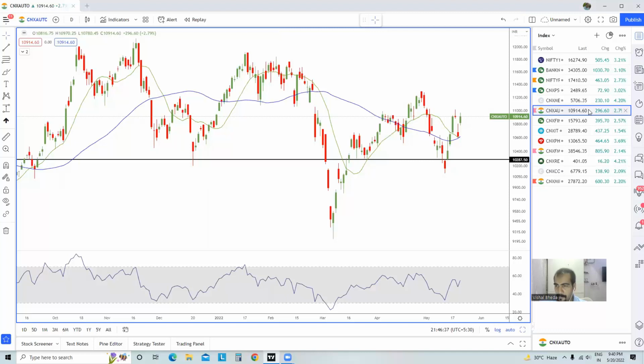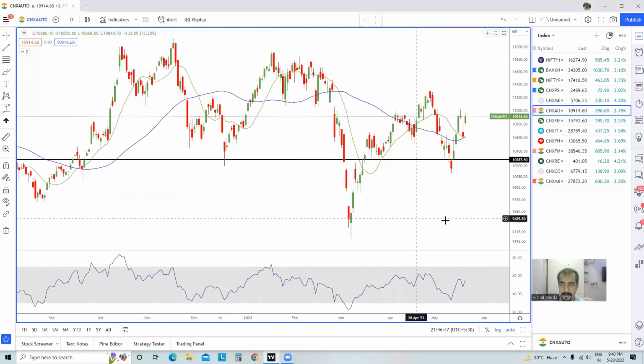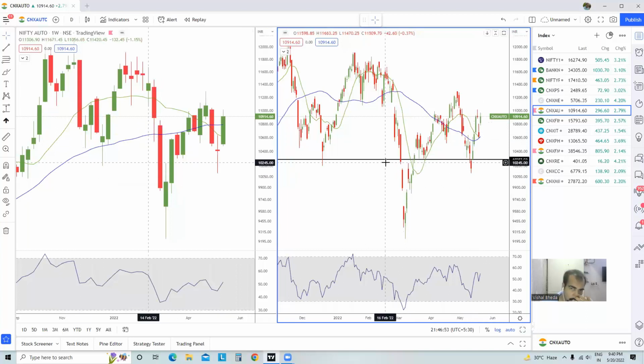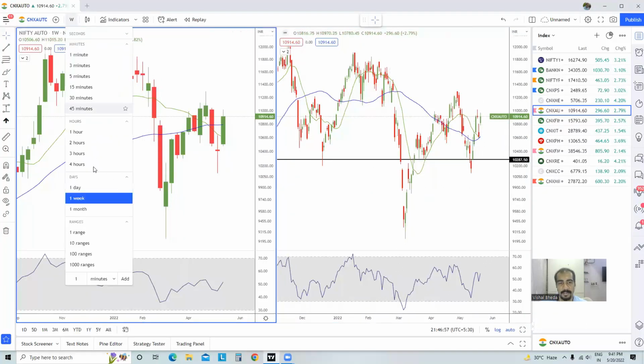Auto pack. Auto pack is one sector which is looking a little bit better placed in comparison to others. It has suddenly started a new uptrend. Whether it will sustain or not, obviously that's the next question, and as of now it's very difficult to answer.